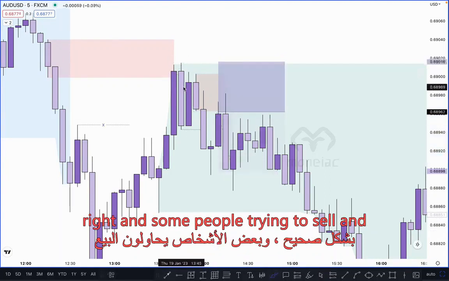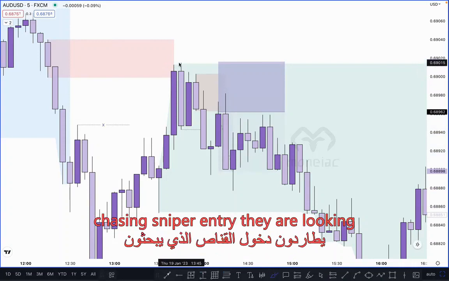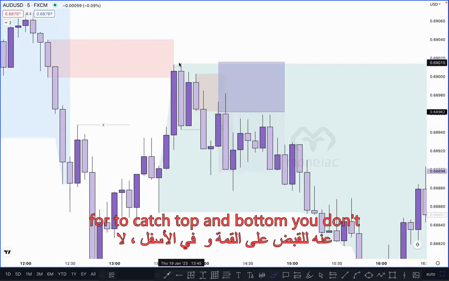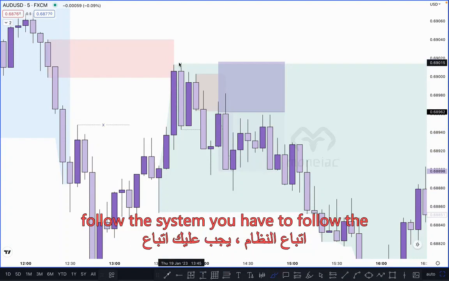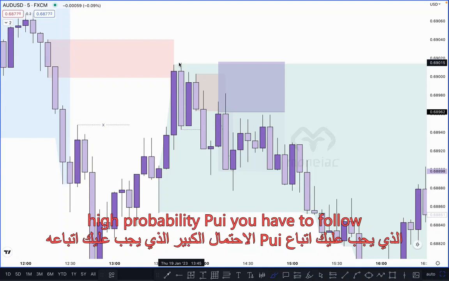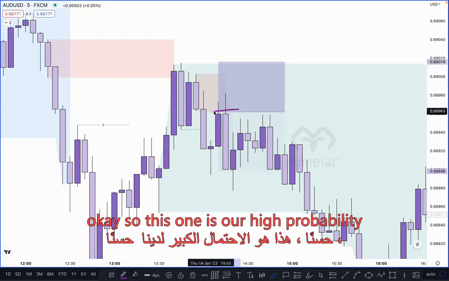Some people are chasing sniper entries. They are looking to catch the top and bottom. You don't need to catch the top or bottom. You have to follow the system. You have to follow the high probability POI. You have to follow the high probability systematic method. So this one is our high probability.